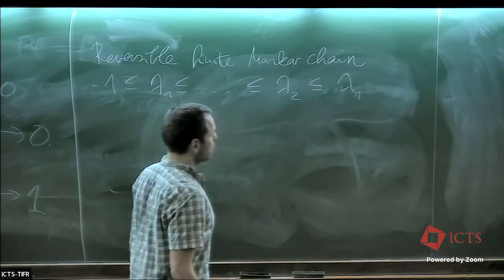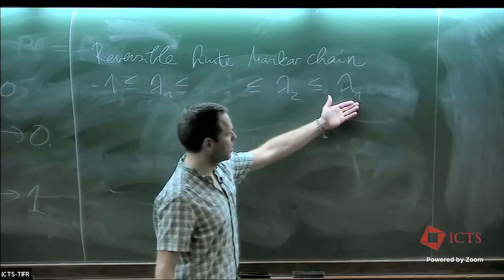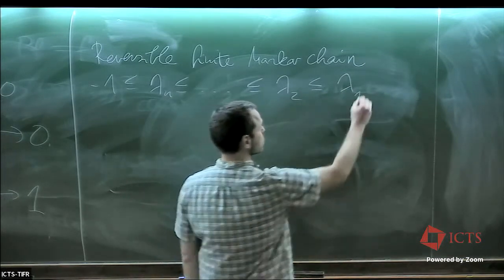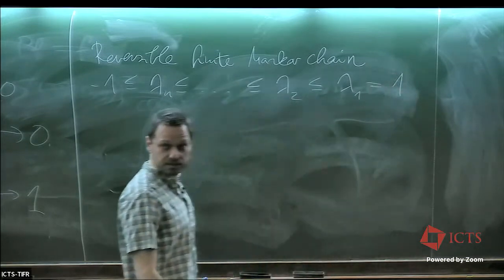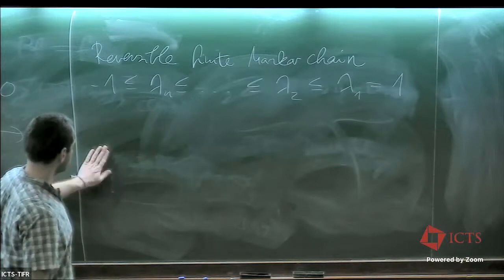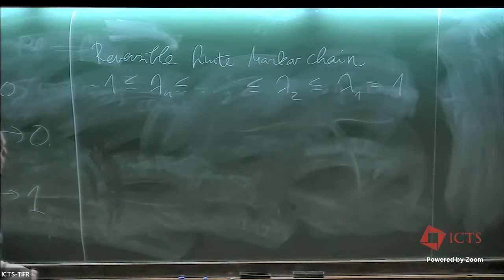Obviously one is an eigenvalue because the constant function is an eigenvector, as opposed to the infinite case, where the constant function is not in L2. On a finite Markov chain, it is in L2. So these are the eigenvalues.